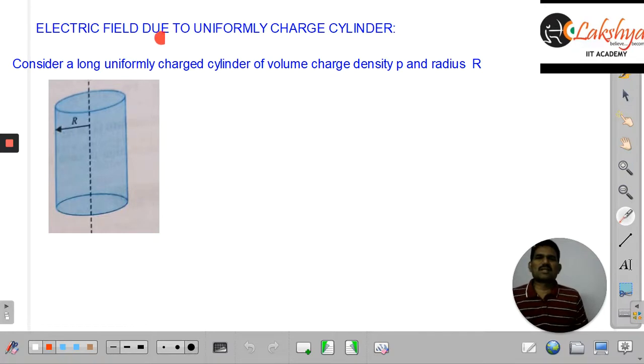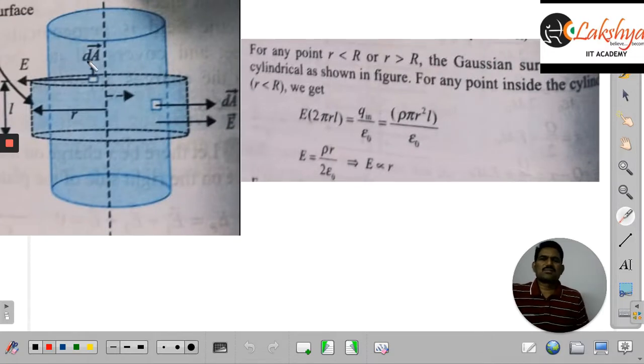Now let us see the electric field due to a uniformly charged cylinder here. So we consider a uniformly charged cylinder of volume charge density rho and radius r. That means this is a uniform charge density. Again this charge is there throughout the total volume of this cylinder. So that is what volume charge density means here: volume charge density rho and radius r. Now we need to calculate the intensity of electric field here. So first I am calculating outside. The intensity of electric field outside the surface I am taking here.